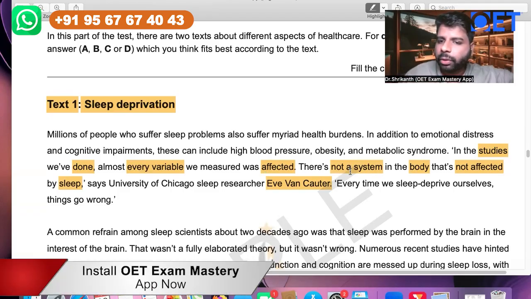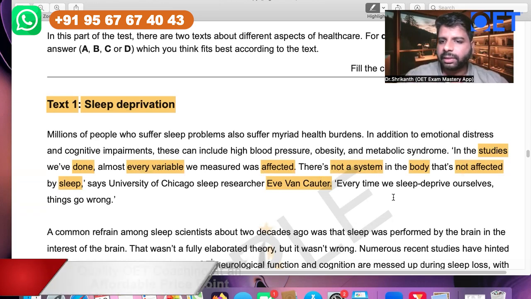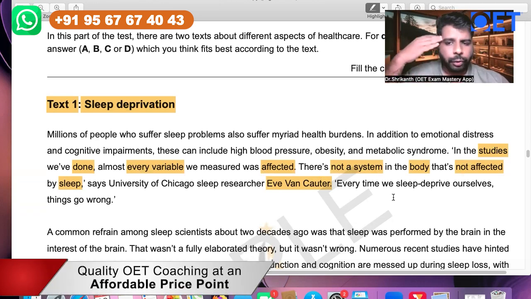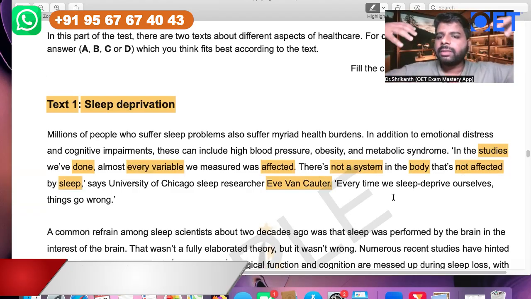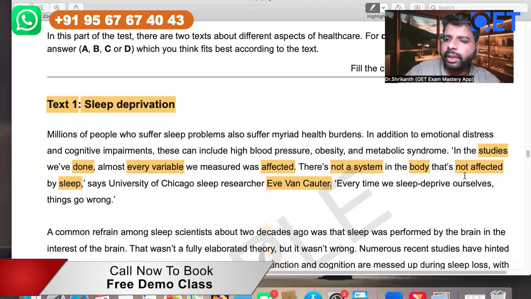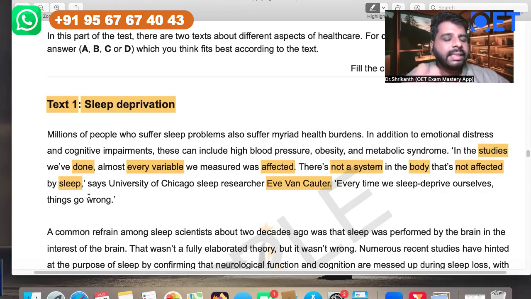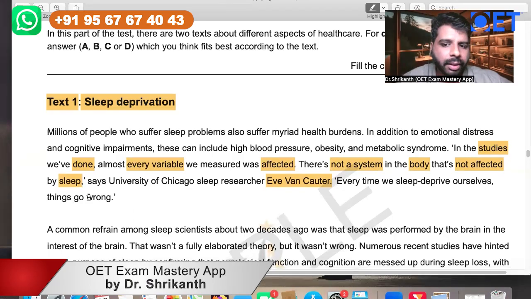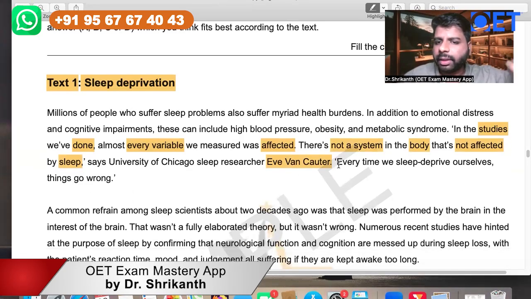And now Yvonne Cotter is saying there is not a single system in the body that is not affected. So how many systems do we have? We have the cardiovascular system, the respiratory system, the neurovascular system, right? We have several systems in the body. We have the digestive system, right? So like this, we have different systems in the body, and he's saying there is not a single system in the body that is not affected by sleep, which means sleep affects every single system of the body. And he is saying proper sleep is very, very important. And now, what is the second sentence coming from Yvonne Cotter?